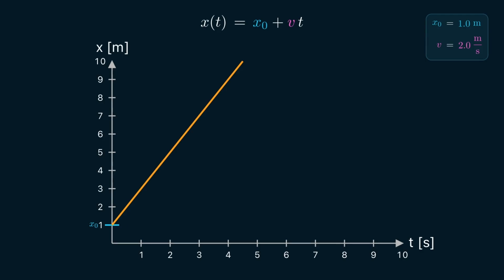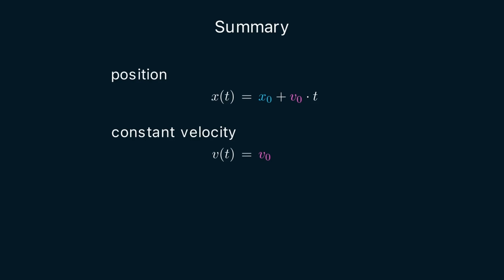Let us now summarize our results. For uniform motion, the position at any time can be calculated with the familiar function x of t. The velocity is constant for all times, and it is equal to the initial velocity. And there is no acceleration, so the acceleration is 0. And this is equivalent to saying that no net force acts on the object. Because if the force F is 0, then m times a must also be 0, and that only works if the acceleration vanishes. Yes, Lucky, or the mass.